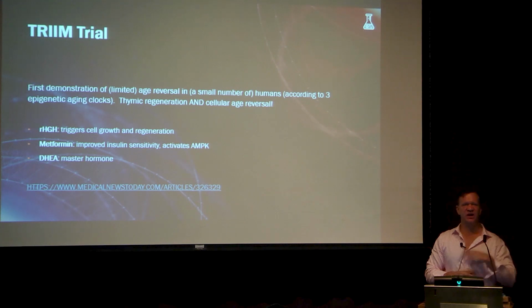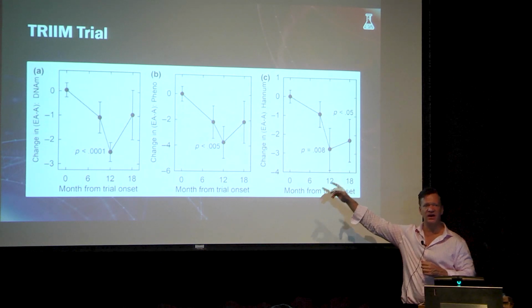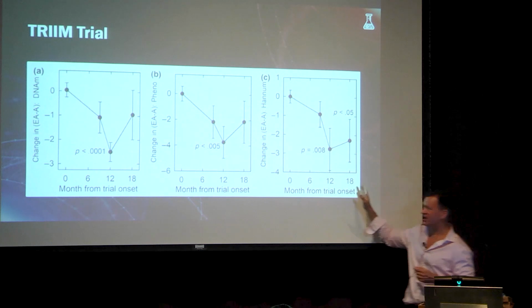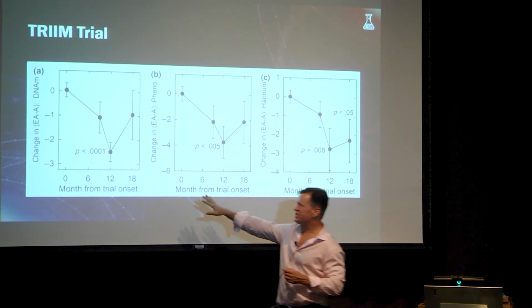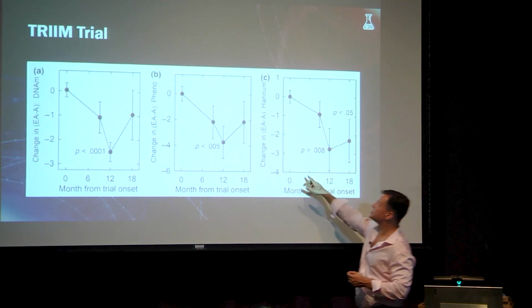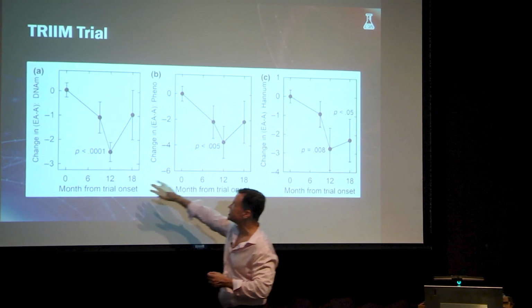The combination of those 3 had a significant effect on the epigenetic aging biomarkers of every single participant. So what I'm showing you here, each of these charts is a different epigenetic aging clock. This is the Hannum clock, this is the PhenoAge clock, this is, I'm not sure what that one is.